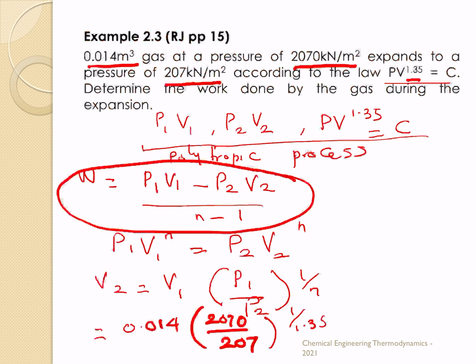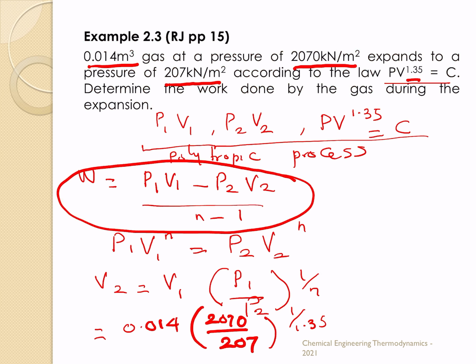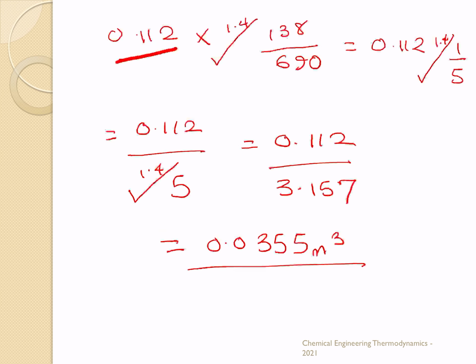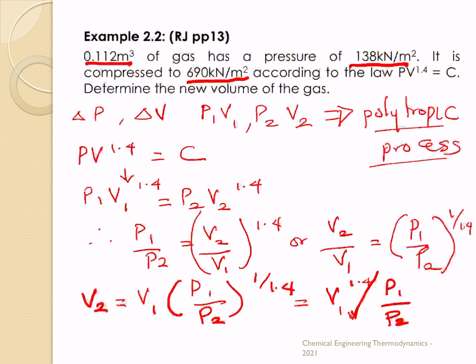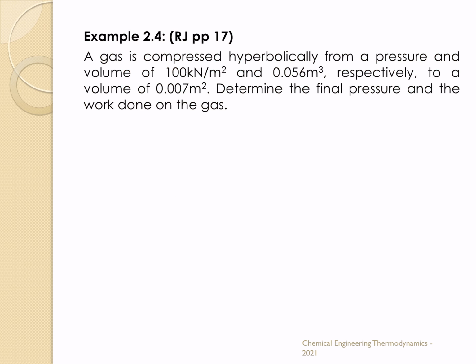So we've seen an example under isobaric. So take note, this is a polytropic process. We've seen another polytropic process. We've seen an isobaric process. Let's look at another one, which is the hyperbolic process. So let's quickly look at that example.